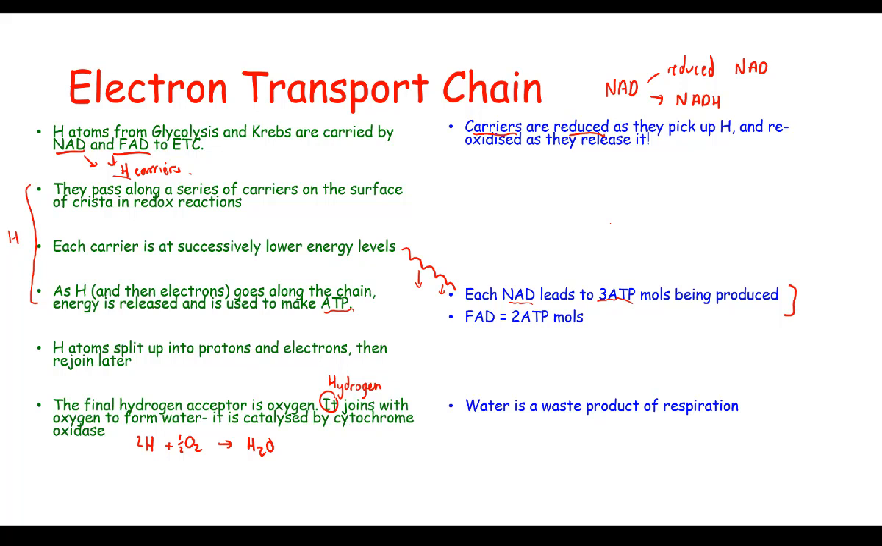So the electron transport chain, let's have a look at the wee diagram and we'll try and link these little points to the diagram. So this shows the hydrogen atoms being released, and the oxidized form of NAD picks it up and becomes reduced. Now this NAD will then release its hydrogen and become reoxidized, but it will pass its hydrogen along to one of the first hydrogen carriers, which is FP.